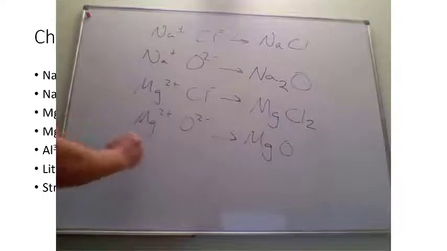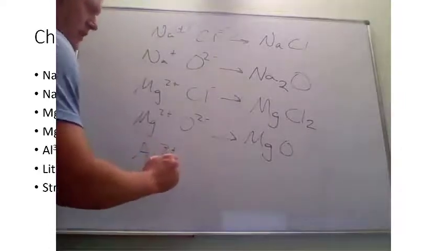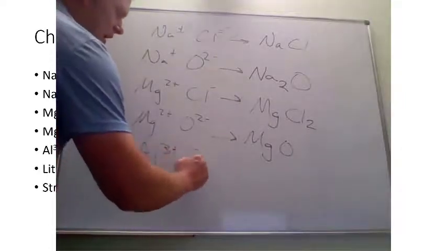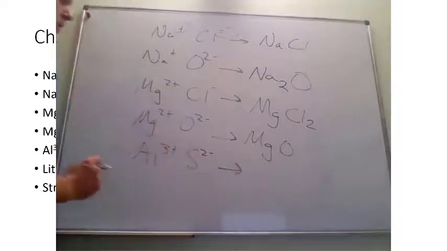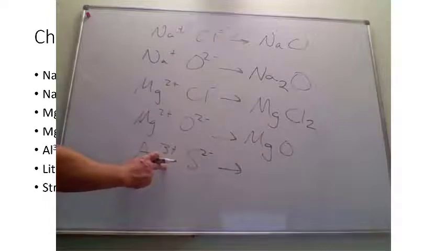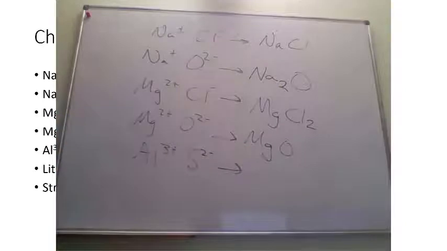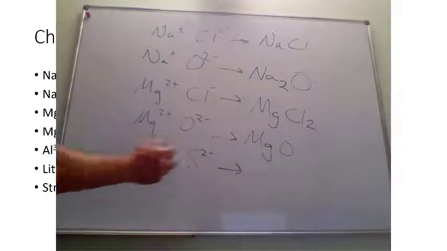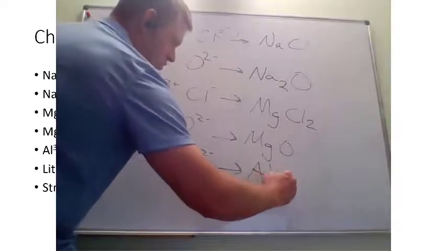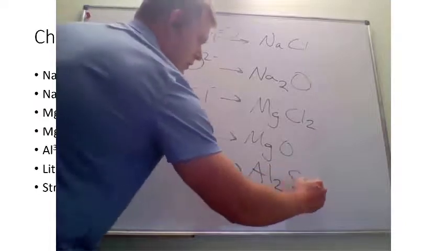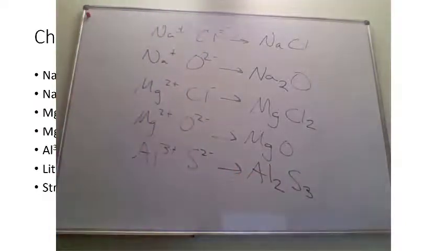And aluminum, Al3+, combining with a sulfide, S2-, we can see that we need to have two aluminums, which gives us a +6 charge. If we have three sulfides, that gives us a 6- charge. So you have two aluminums and three sulfides.